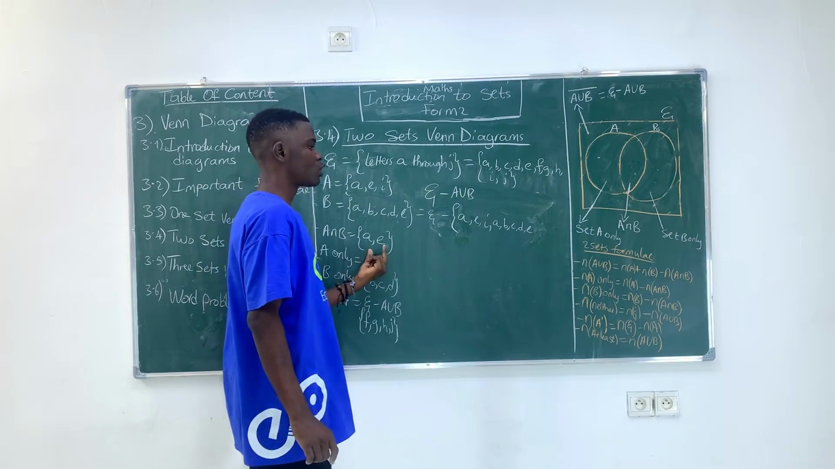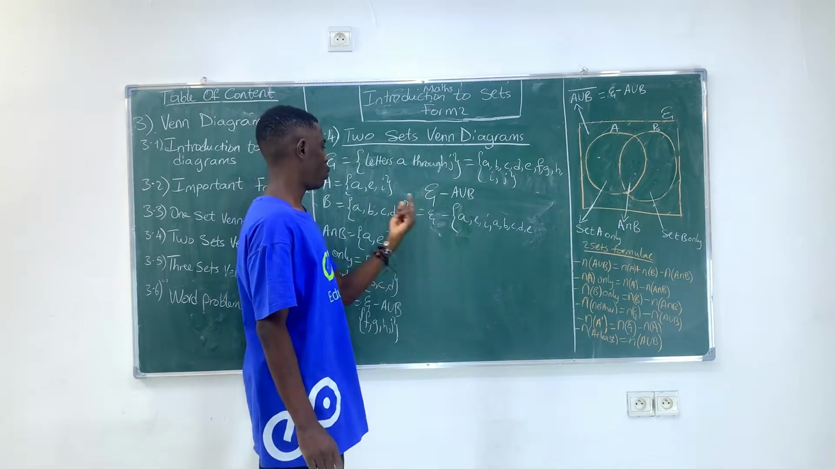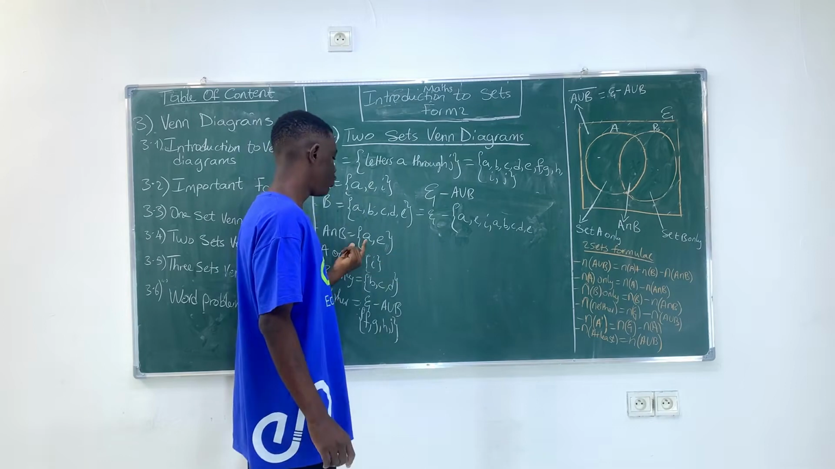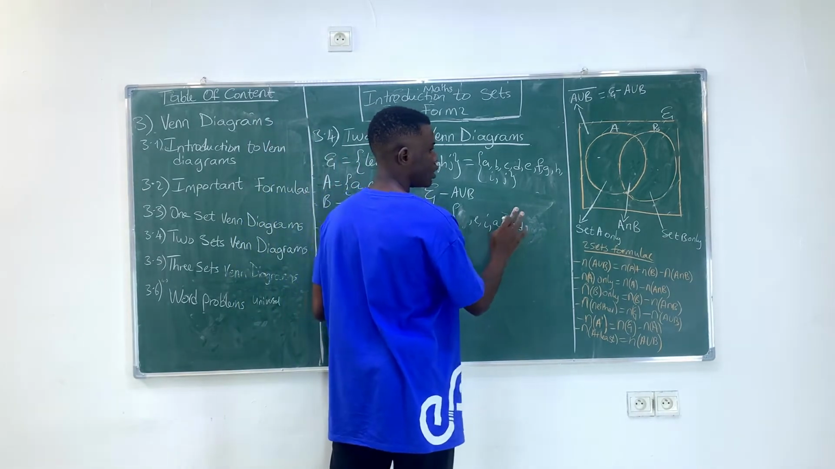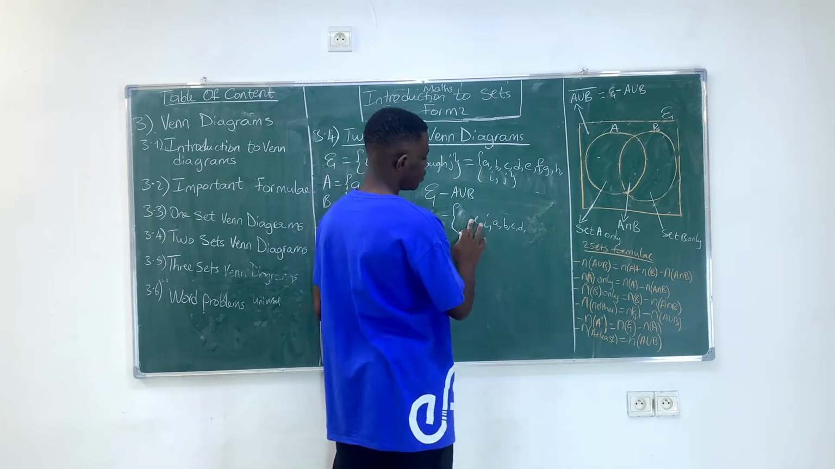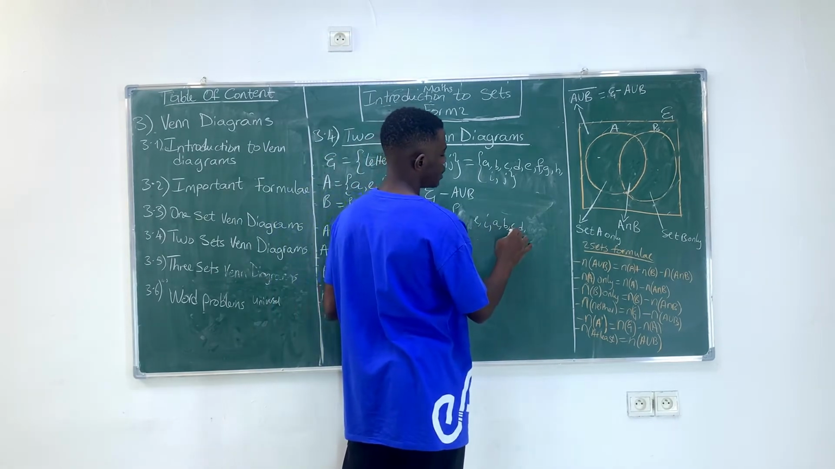A and D. So it means from here, when I put everything like this, I should remove A and D. So I remove A and I remove one E. So I'm left with E, I, A, B, C, D.